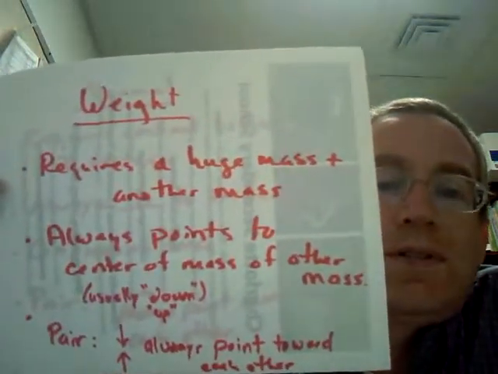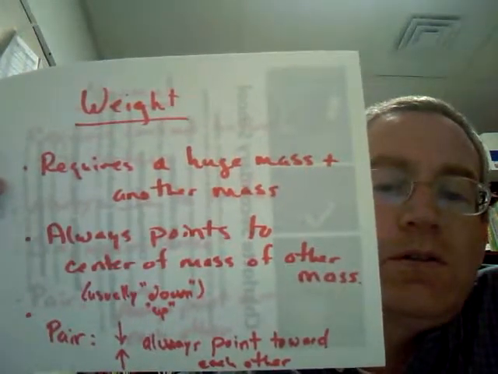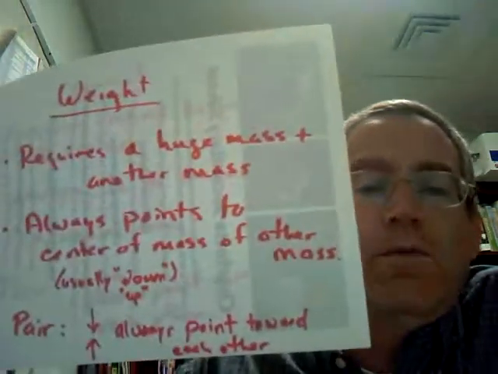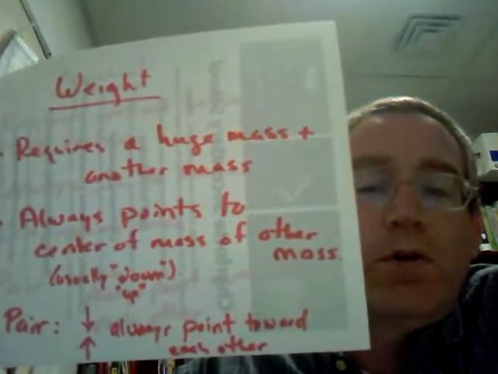It always points towards the center of mass of the other. The force acting on me is pointing towards the center of the Earth. The force acting on the Earth is pointing towards the center of mass of me. The forces are always pointing towards each other. When you draw the pair of forces, they always point towards each other. So I have a force acting down on me, and there's one acting up on the Earth.